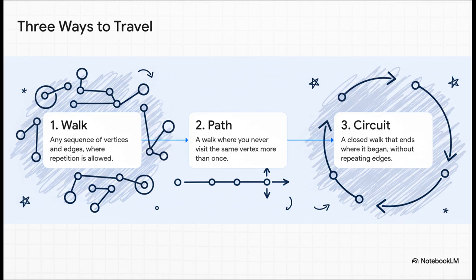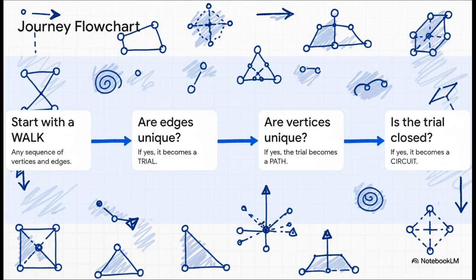A path is a bit more disciplined. You can't visit the same vertex twice. And a circuit, that's a special kind of trip that starts and ends at the very same spot, kind of like a round trip. This flowchart right here really helps it all click into place.